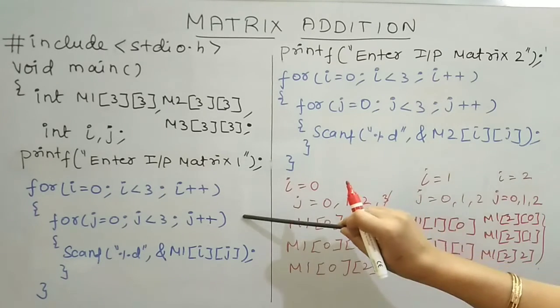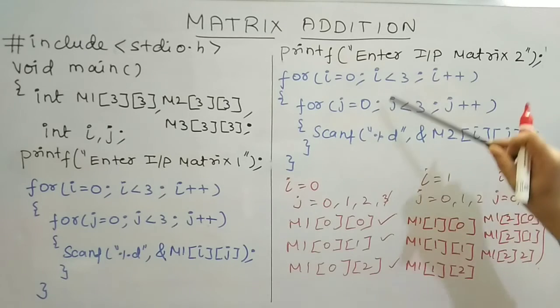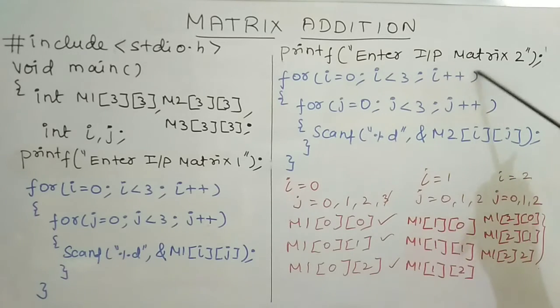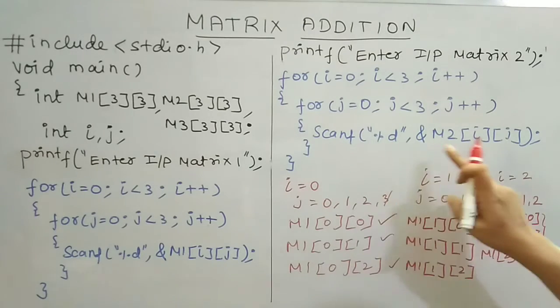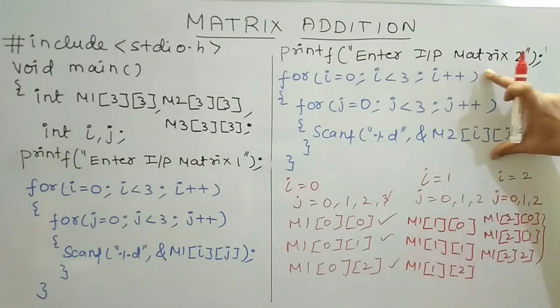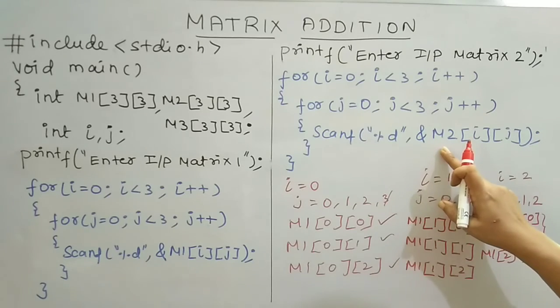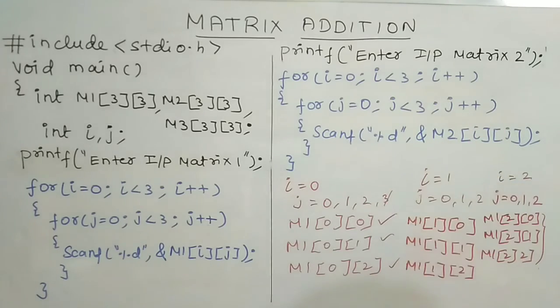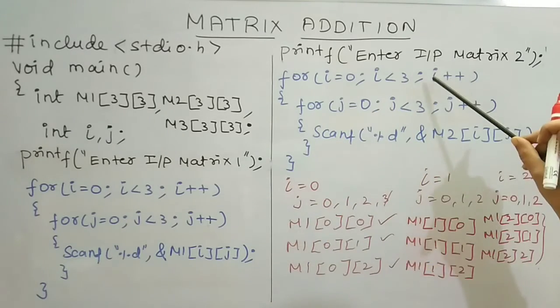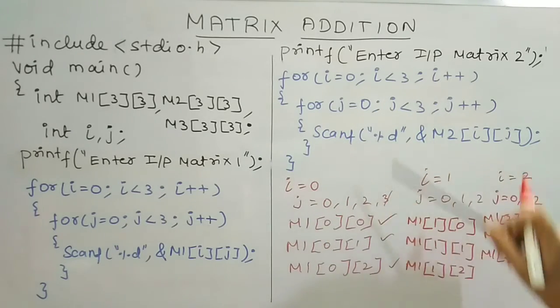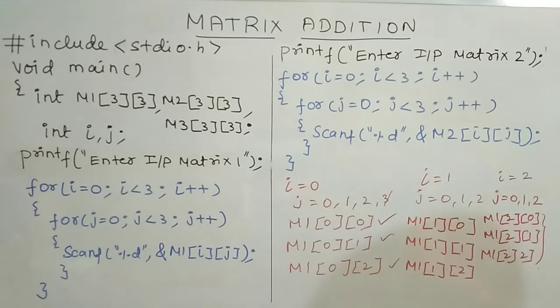Like this, using the nested for loop, we are going to get the values of the second input matrix, that is M2. We are using this scanf which is kept inside this nested for loop to get the values of the second input matrix M2. Once we get the values of the input matrices M1 and M2, we are supposed to add these elements in the next step.